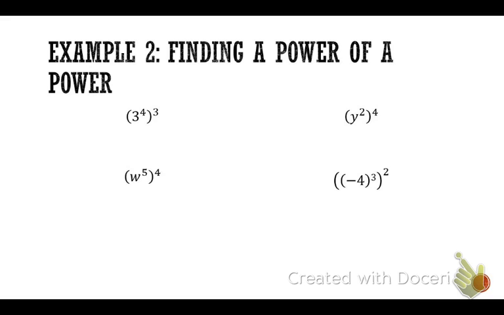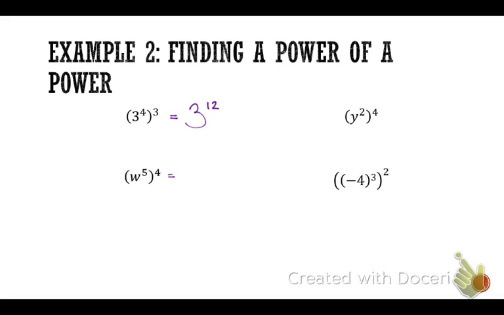I'm kind of shifted down to example 2. Power of a power is different because you no longer have 2 bases being multiplied together. You only have 1 base with an exponent or a power being raised to another power. In this case, you are going to multiply the exponents together.